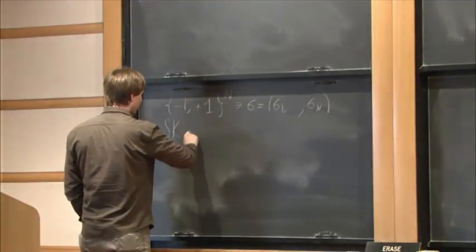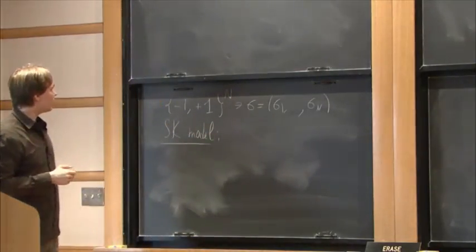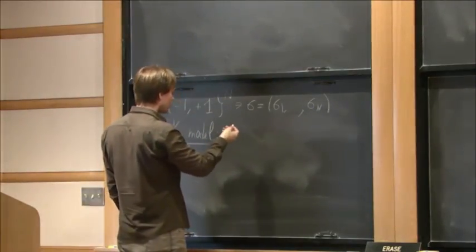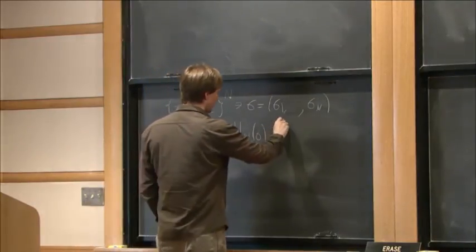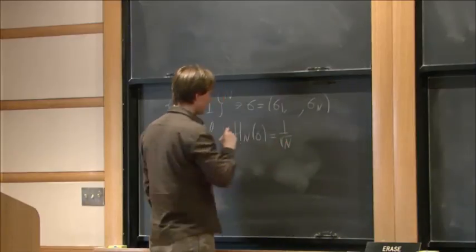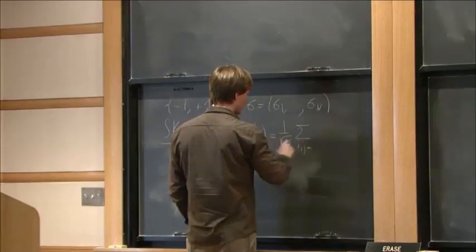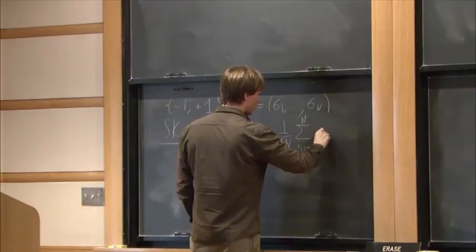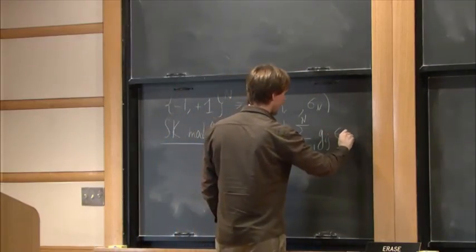The main model that I will talk about is the Sherrington-Kirkpatrick model, where we consider a random process indexed by the spin configurations. This is called a Hamiltonian, which is given by some conventional scaling by 1 over square root of n. Then you sum over all choices of coordinates i and j from 1 to n. You take what are called interaction parameters, g_ij, between spins sigma_i and sigma_j.